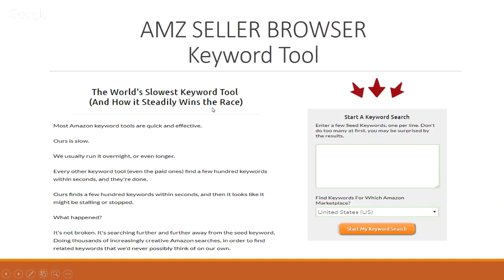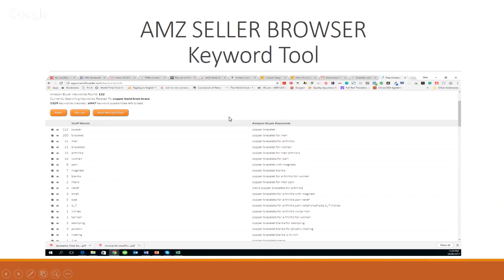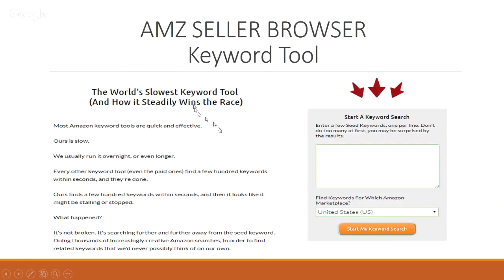Because it will churn and churn and churn, and it will search for thousands, I mean thousands of keywords, and it will churn these out over a period of time. It's not a fast, instant result, trust me, okay? But it does give you an awful lot of data, and basically they are right. It's the world's slowest keyword tool. However, as they say, we usually run it overnight or even longer.